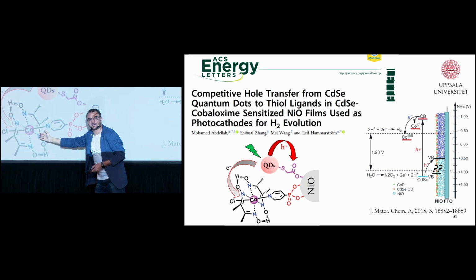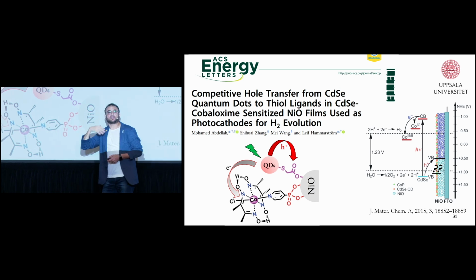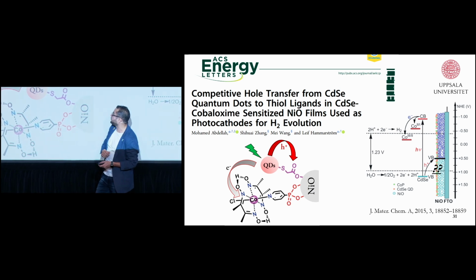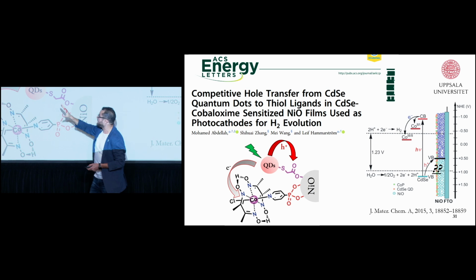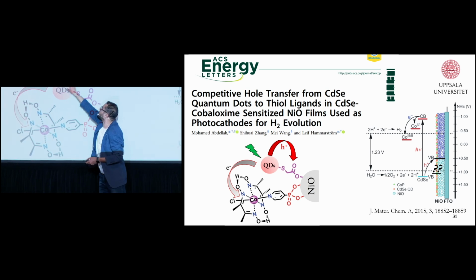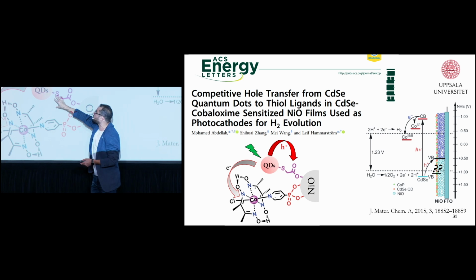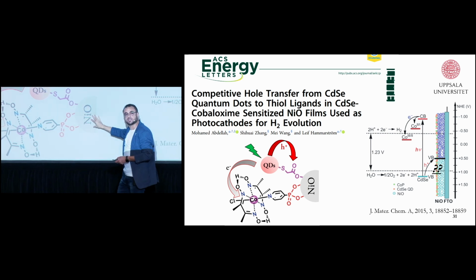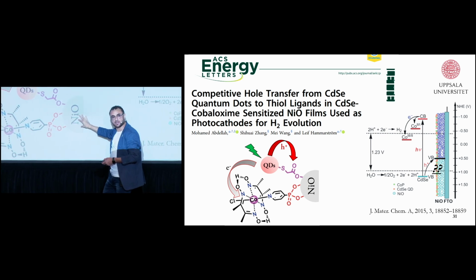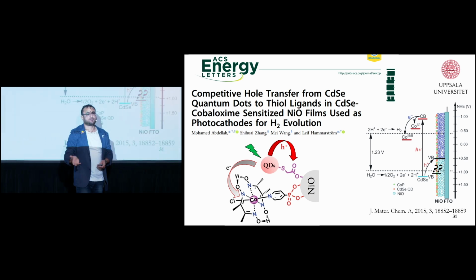And what happened here, based on the published paper, the author, my colleague from Dalian University in China, told me that we have the quantum dot, and we believe there is a charge injection from the quantum dot to the catalyst, and also from the quantum dot, the holes can go to nickel oxide. Nickel oxide is a p-type semiconductor.